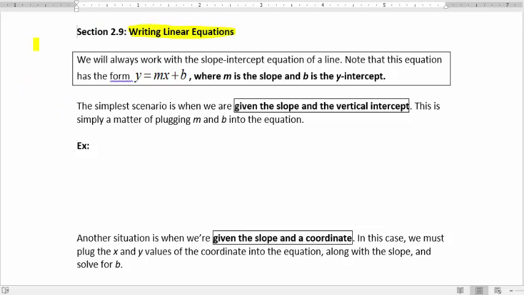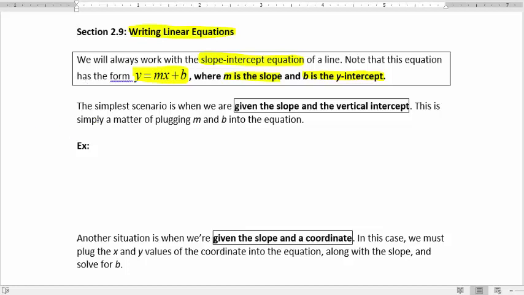So what is going to be our normal equation that we're going to deal with? It's what is known as the slope-intercept equation of a line, which is going to be y equals mx plus b, where m is the slope and b is the y-intercept. So that's why it's called slope-intercept equation, because it has the m, which is the slope, and the b, which is the y-intercept. So how do we write equations of lines? Simple. Just find the slope and find the y-intercept, plug them into the equation for m and b, leave x and y as x and y, and boom, you've got your slope-intercept equation.